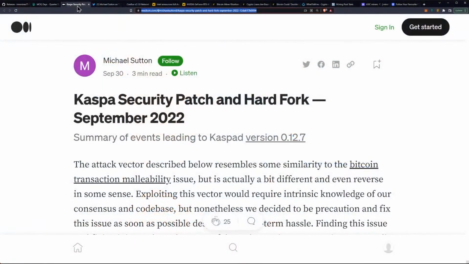And now the attack vector for pre-fork, what they patched out, has been revealed. Michael Sutton, obviously one of the developers for Kaspa, the head developer, M. Sutton, has posted on their Discord a Medium blog post covering what the security issue was. So I figured we could learn a little bit here.